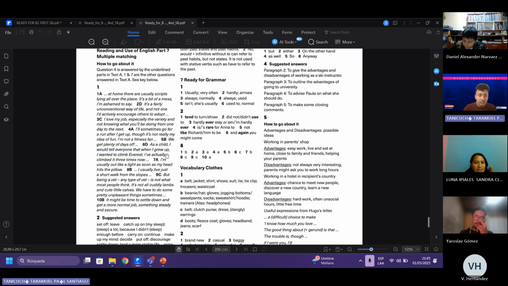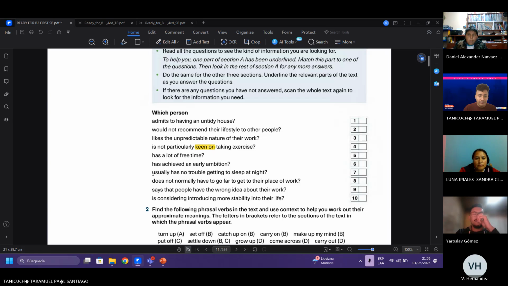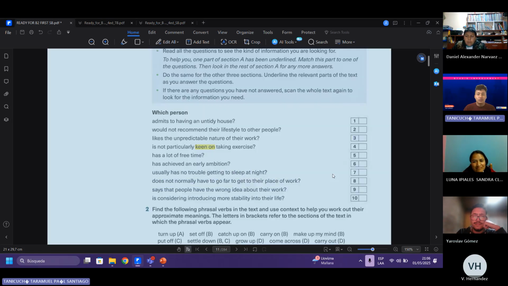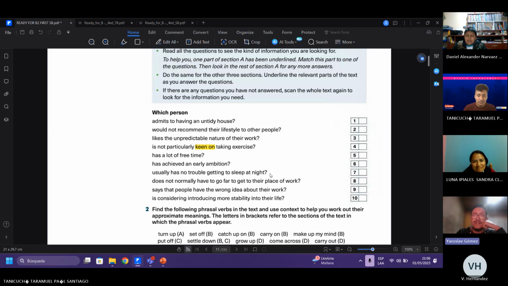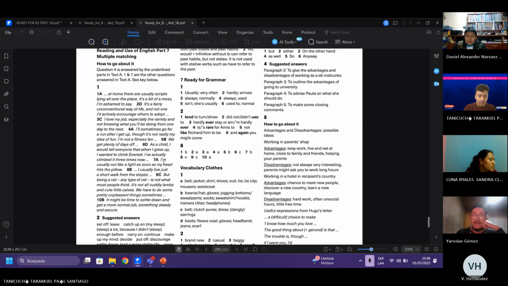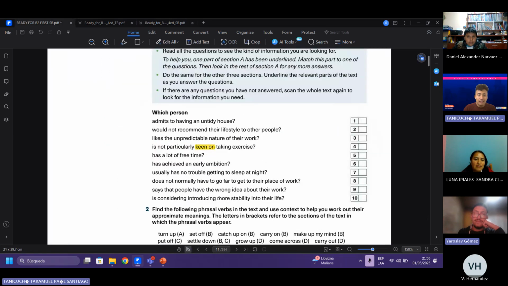It is mentioned in this part. As a child, I would tell everyone that when I grew up, I wanted to climb Everest. I've actually climbed it 3 times now. Okay. Number 7. What is the answer? A. Yes, A, perfect.